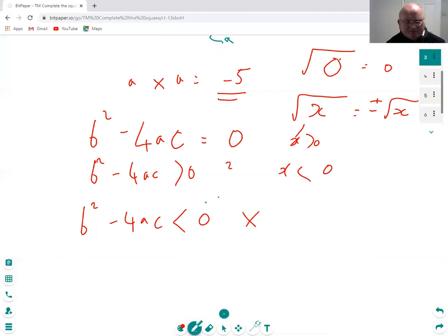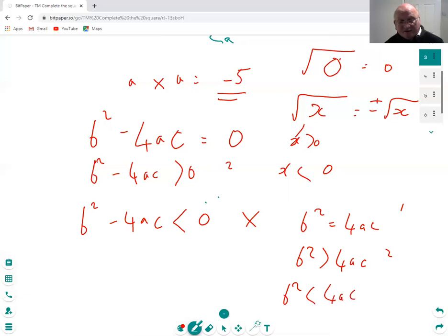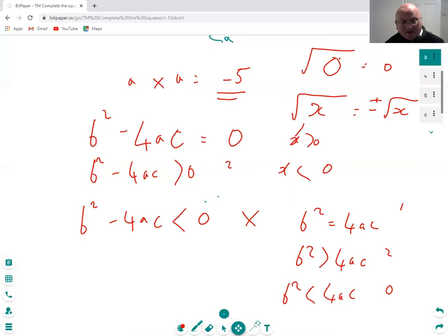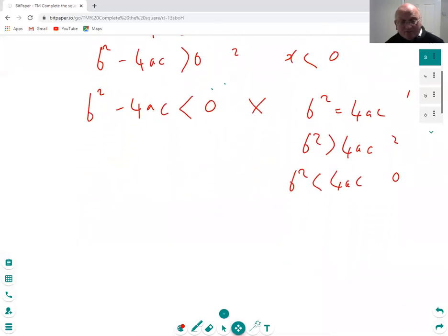Or you can write it differently. If b squared equals 4ac, then you've got one solution. If b squared is greater than 4ac, then you've got two solutions. If b squared is less than 4ac, then you've got no solutions.